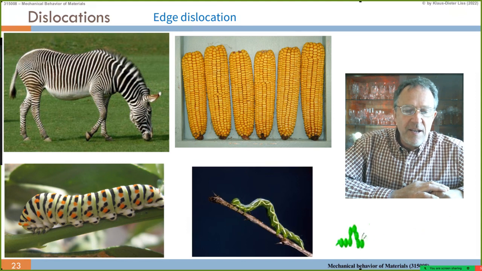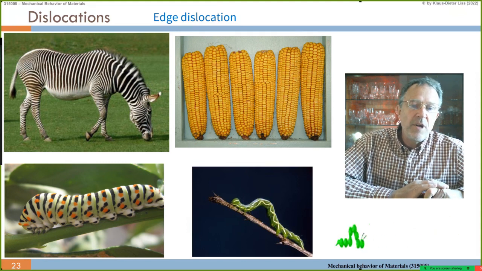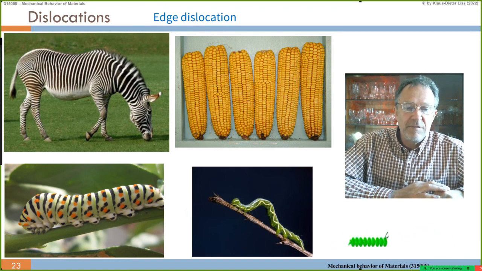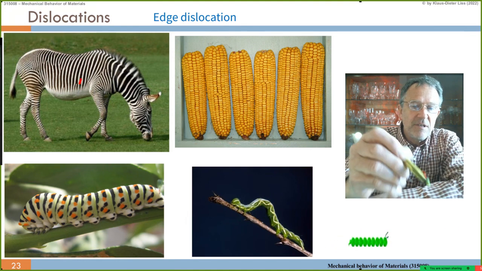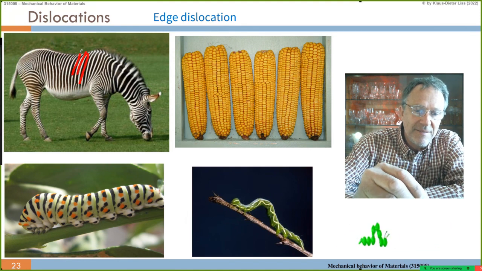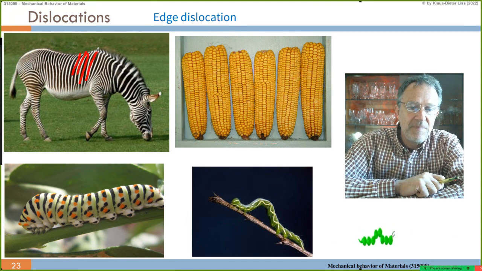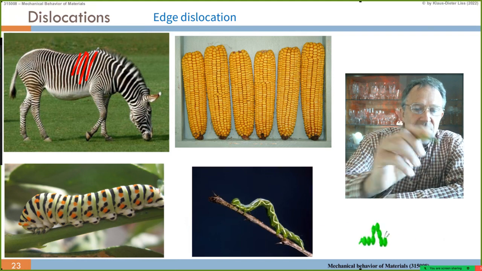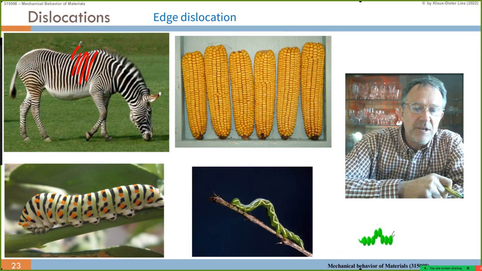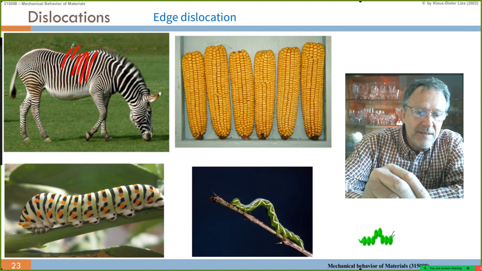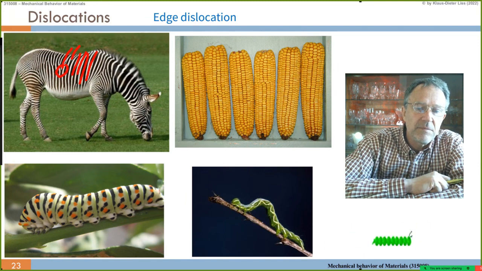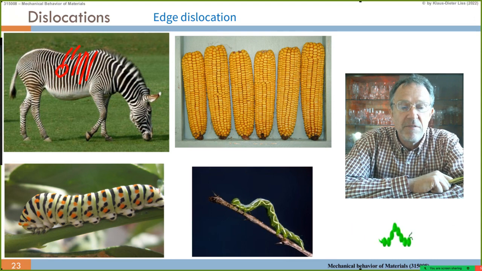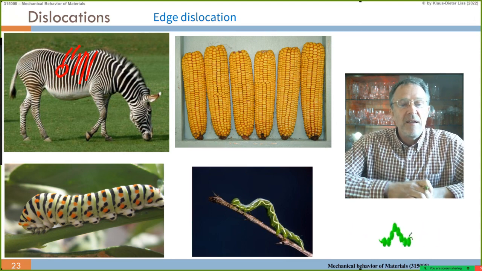Dislocations we find on many occasions in nature. For example, the stripes of the zebra shown at the top left. There are continuous stripes as here on the fur of the zebra. But sometimes you have one stripe inserted. And here's another stripe inserted. And that's called a dislocation. So this is a dislocation point. If it were three-dimensional, it would be a dislocation line.